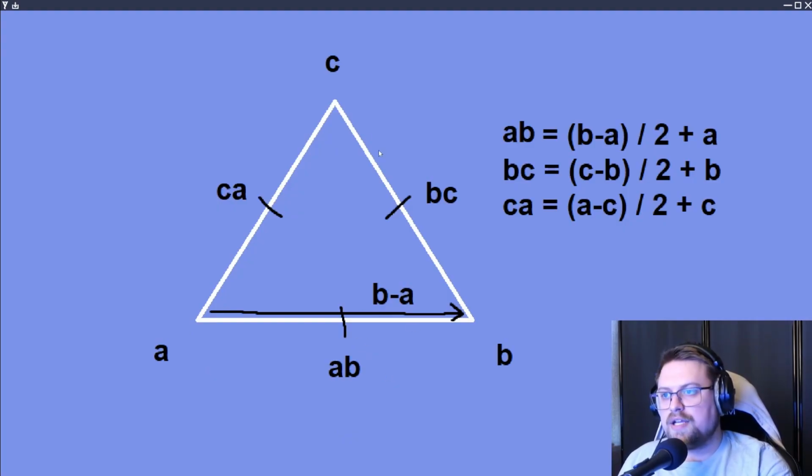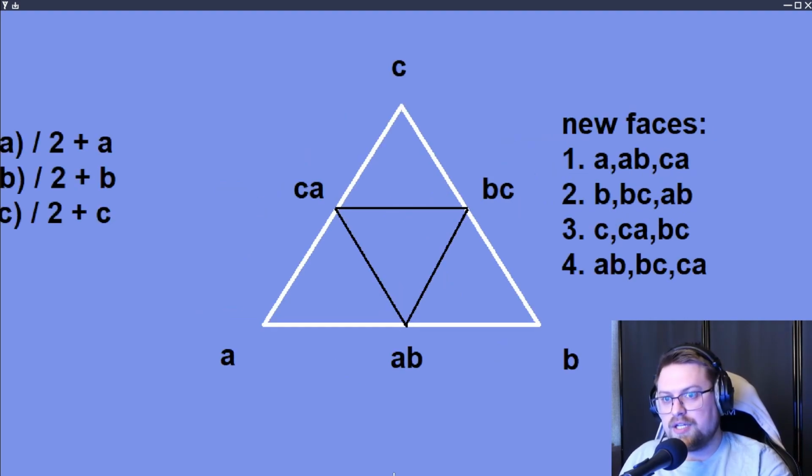We do that 3 times for all of the different sides. So with these new points, we can generate new faces. And it's pretty simple actually, because all we need to do is we take A, AB, and CA, that's one new face. Take B, BC, and AB for another one. C, CA, BC, that's a third one. And then finally, we take the middle one, which is AB, BC, and CA.